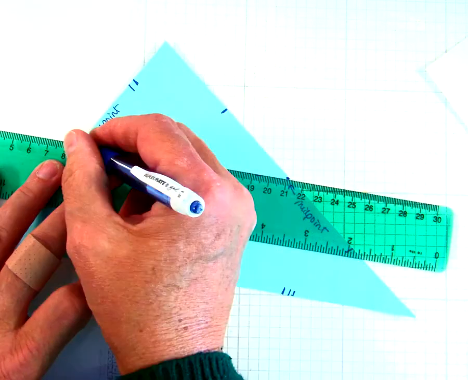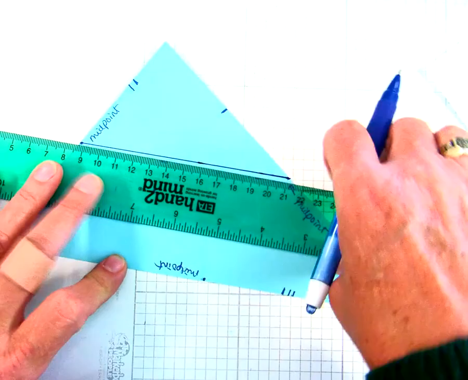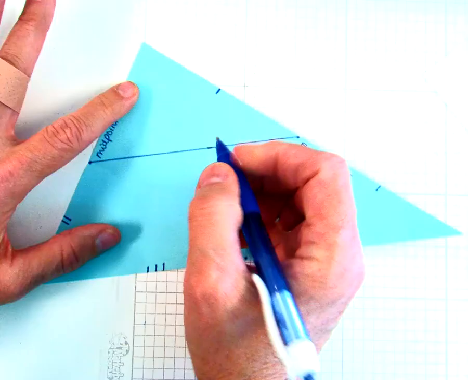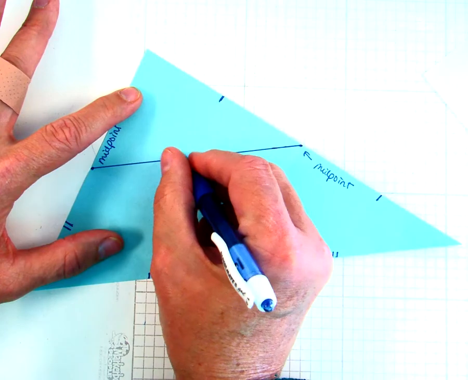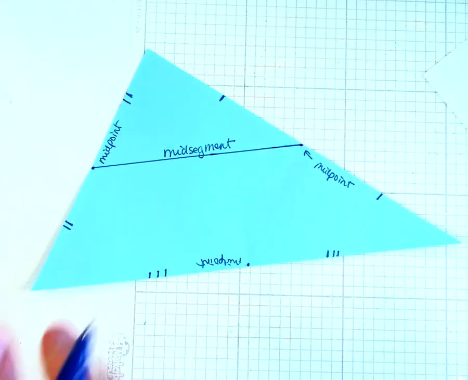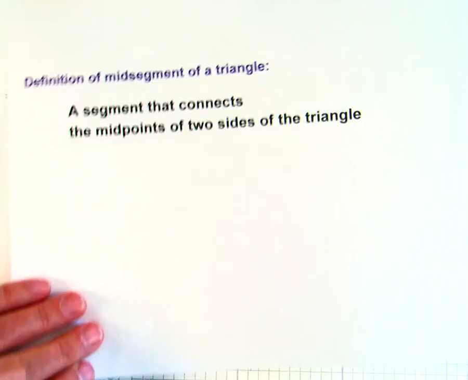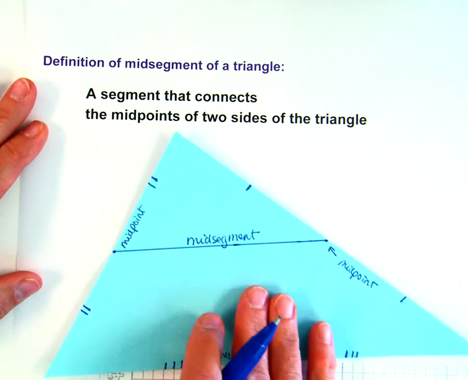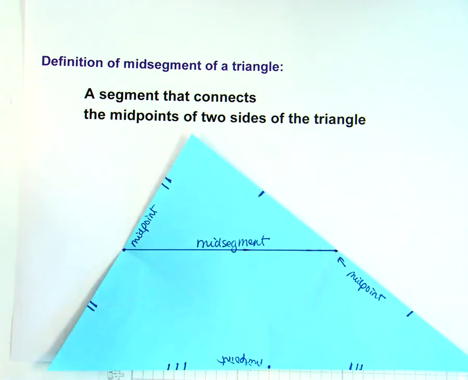Now choose any two of the midpoints and connect them with a line segment. This line segment is called the mid-segment of the triangle. So the definition of the mid-segment of a triangle is that it is a segment that connects the midpoints of two sides of the triangle.